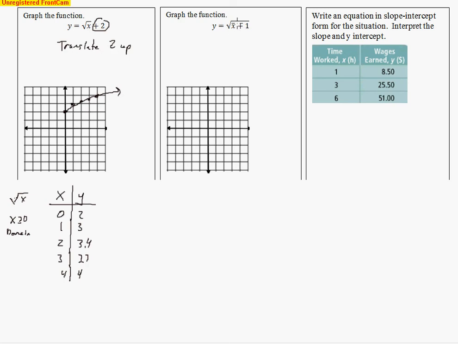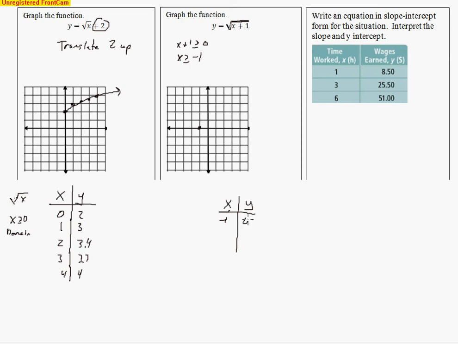Now this is a little different because the 1 is underneath the radical sign. Notice how x plus 1 is underneath it. So we're going to go ahead and take the x plus 1, set it greater than or equal to 0. I've got to subtract the 1, and that gives me x is greater than or equal to negative 1. So when I start this, I'm not going to start at 0. I'm starting at negative 1. So that's where the graph starts. The graph's going to look exactly the same.